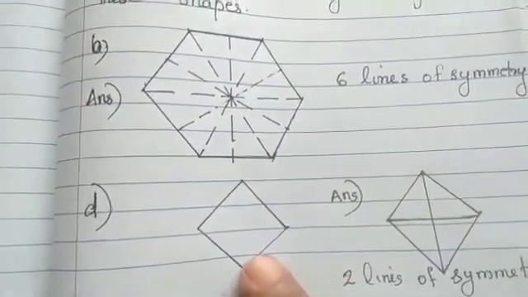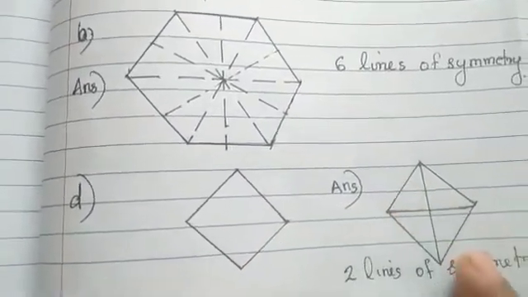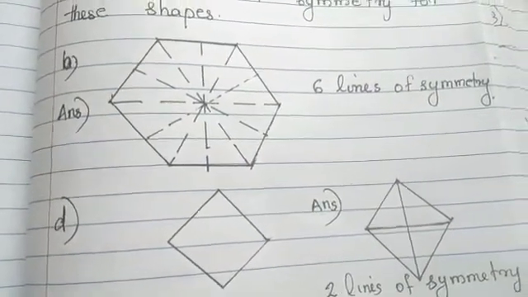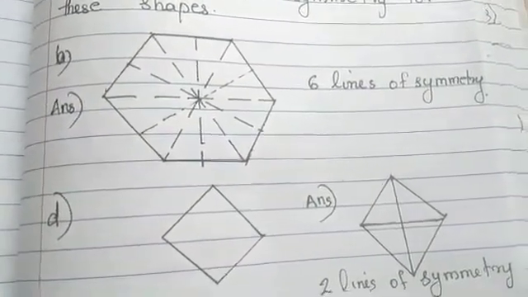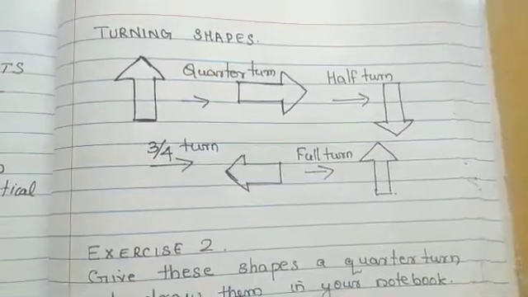Next one, here this is the figure. You can draw 2 lines of symmetry. That is simple. 2 lines of symmetry. This is the concept of symmetry and lines of symmetry. Next topic is turning shapes.